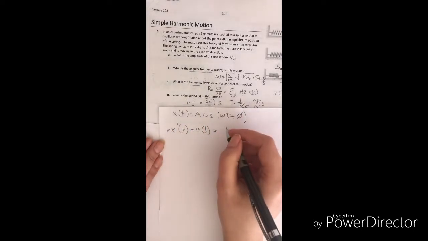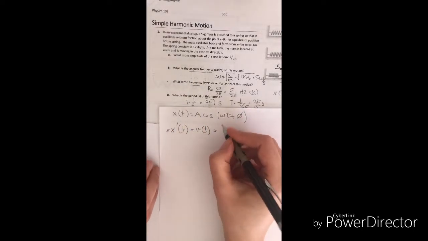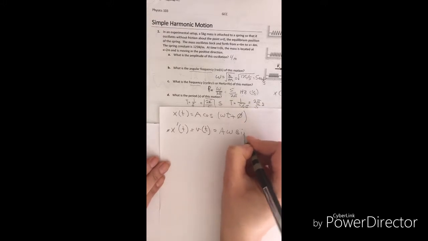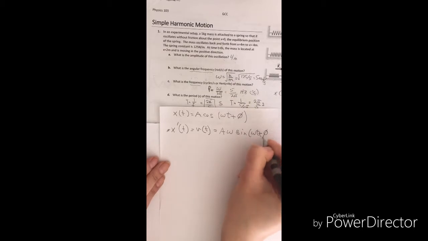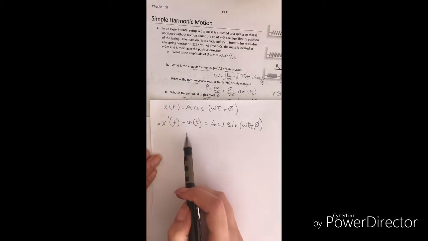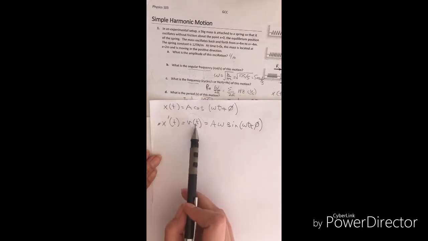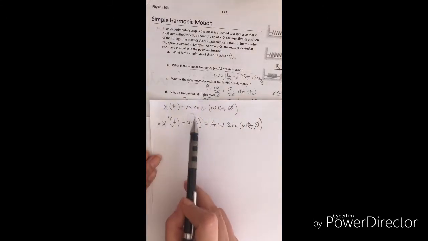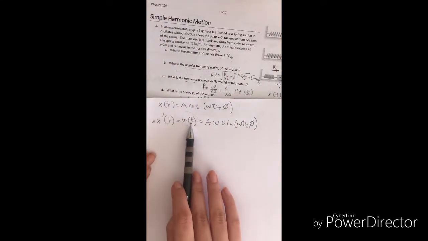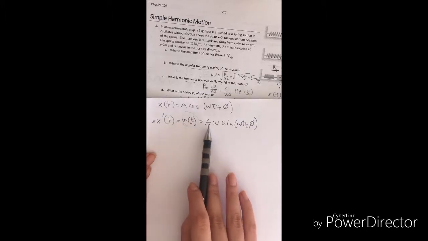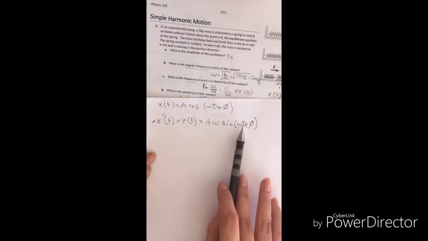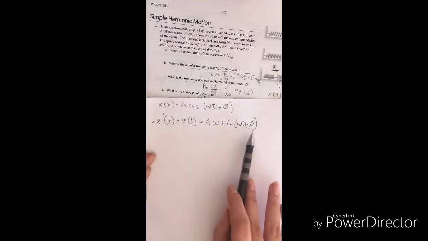The derivative of the position is negative A omega sine of omega t plus phi. So we found the velocity as a function of time. We found the derivative of position, and now it's v of t. The velocity as a function of time is amplitude times angular frequency, sine of angular frequency times t plus phi, the phase constant, which we found is pi over 3.